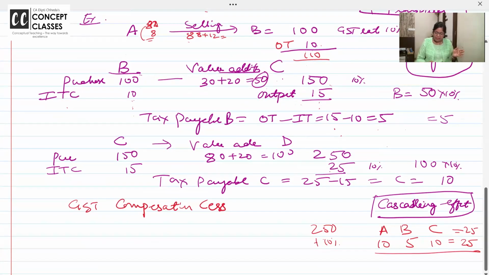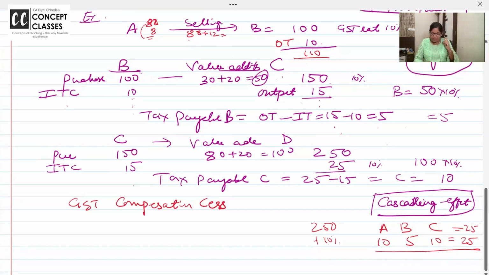Same way C is getting it for 150 and 15, and the 15 rupees C will keep separate. Okay, because input tax credit is available. All these are registered suppliers. Now on 150, he is doing, say, value addition of 100, 80 rupees expense, 20 rupees profit, done. So 250, and on that 25 rupees. I hope I'm not going fast. Please keep commenting in the chat box if you have any doubt.